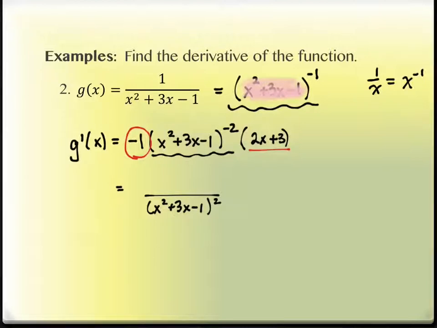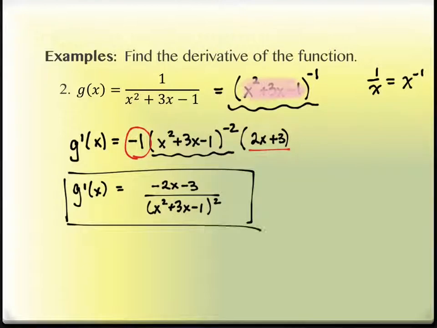And then the negative in front and the 2x plus 3 can be combined in the numerator. What would that look like? Yeah, negative 2x minus 3. Just distribute it. Okay. So far, so good?